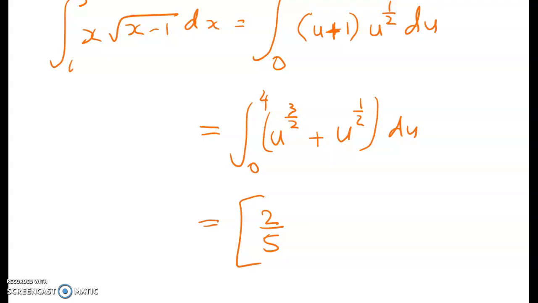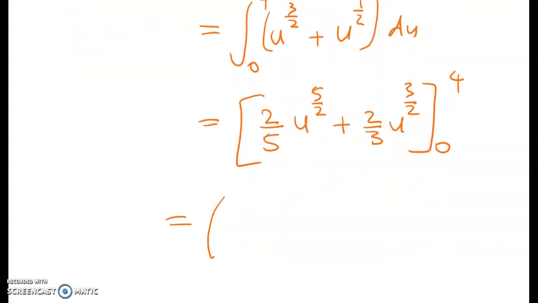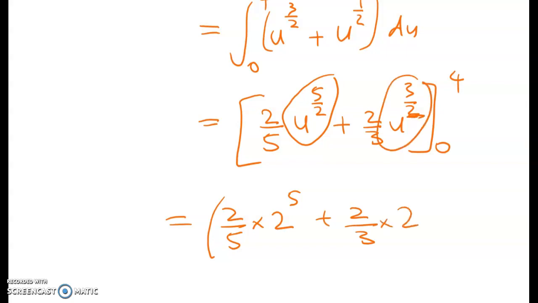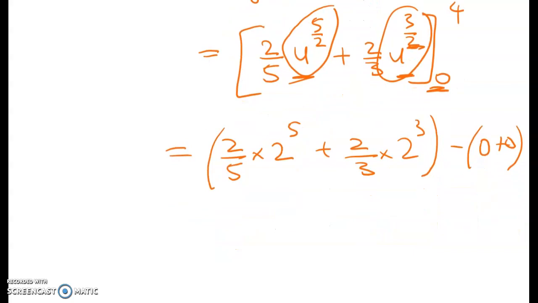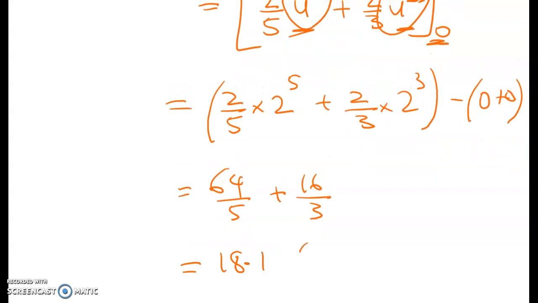So 2/5 u to the 5 over 2 plus 2/3 u to the 3 over 2 between 4 and 0, which gives me 2/5 of, well, we read this as the square root of 4 to the power of 5, and we read this as the square root of 4 to the power of 3, and the second part with 0 has 0 for both of those bits of the expression, so that gives me 64 over 5 plus 16 over 3, and we're told to do it to 3 significant figures, so that gives me 18.1 to 3SF.